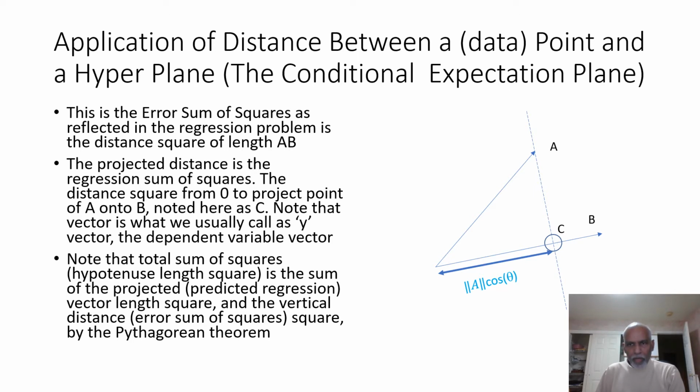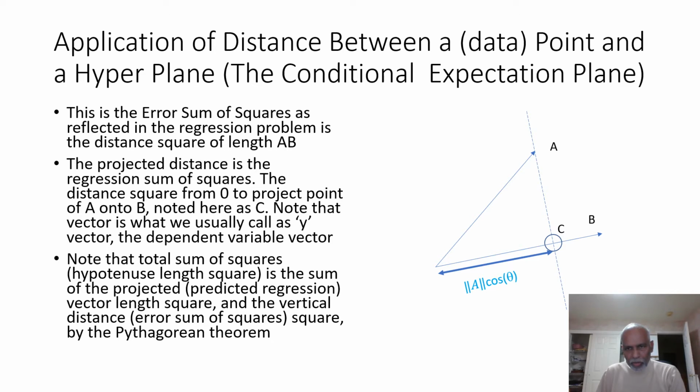In these data points, A refers to the multidimensional input vector, B refers to the dependent variable vector, and C is the projected point of A onto B. And so the regression sum of squares refers to the distance squared from the origin to the point C, and hence the error sum of squares is the distance squared of the segment A to C.